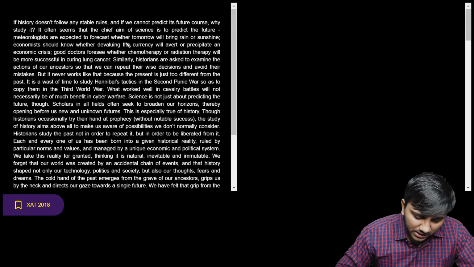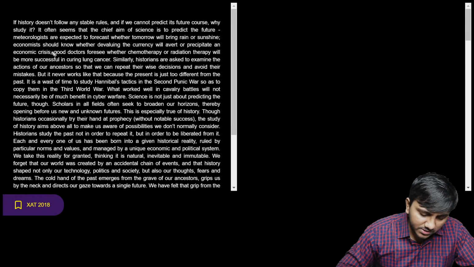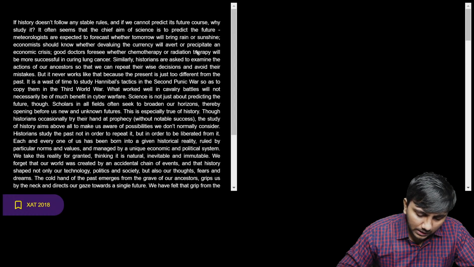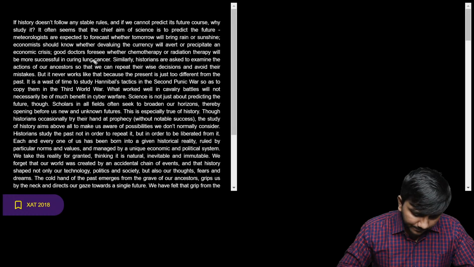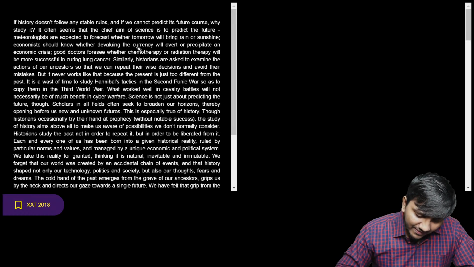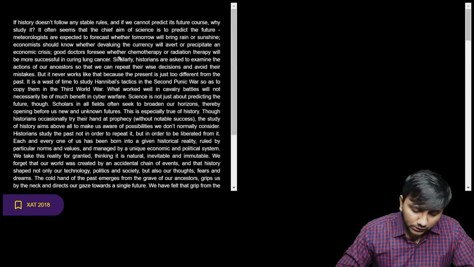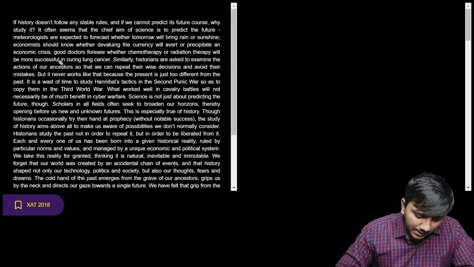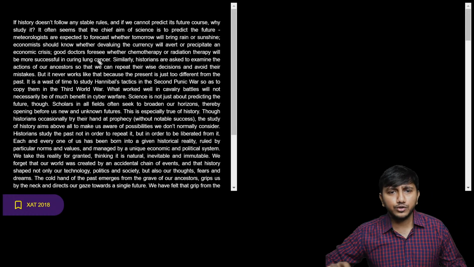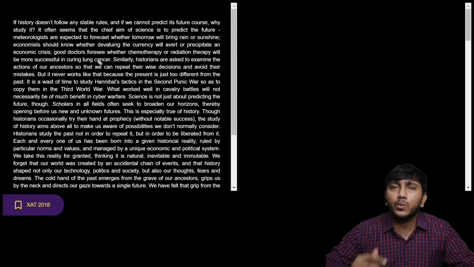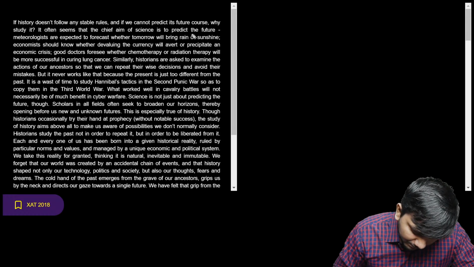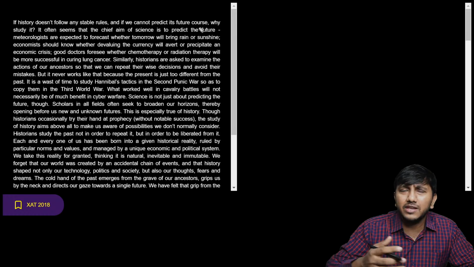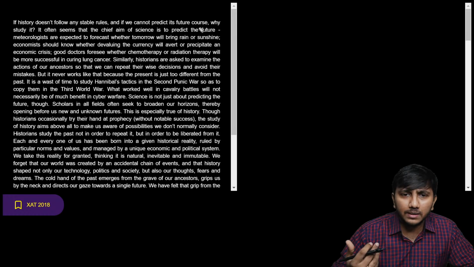Meteorologists are expected to forecast whether tomorrow will bring rain or sunshine. Economists should know whether devaluing the currency will avert or precipitate an economic crisis. Okay, these are all examples he's giving for science being all about predicting the future, right? Good doctors foresee whether chemotherapy or radiation therapy will be more successful in curing lung cancer. So this is something you should keep in mind. When you're going through the examples, you can quickly rush through them because examples are not necessary. I got his point. He is trying to tell that science is to predict the future, and he is just giving examples after examples. I can quickly rush through that part of the passage.